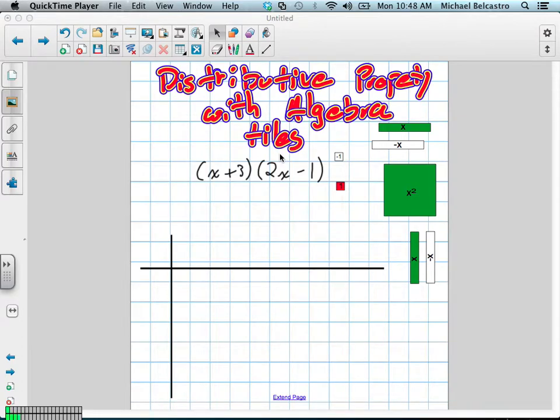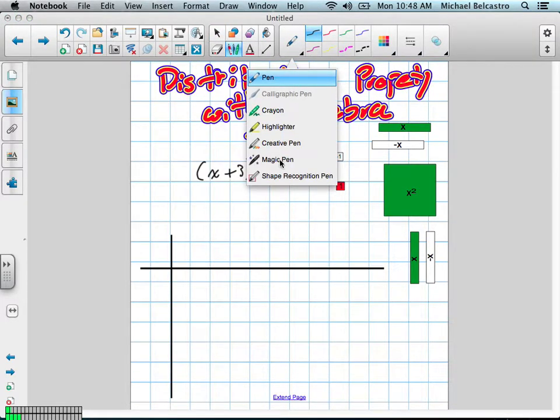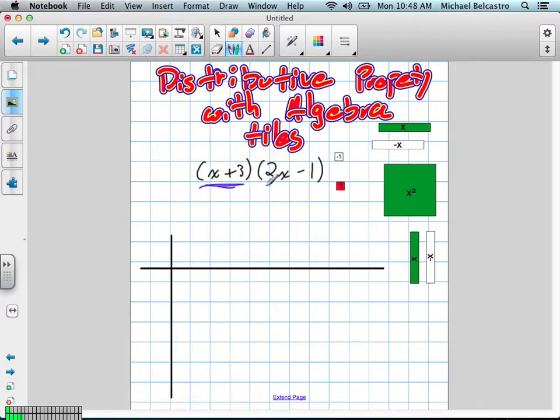Okay, so we're going to go through the same type of question using algebra tiles. The very first thing we need to do is figure out how to set up an algebra tile question. This question here says x plus 3 multiplied by 2x minus 1. So what I'm going to do is put one of those expressions in our column here and another one in our row.